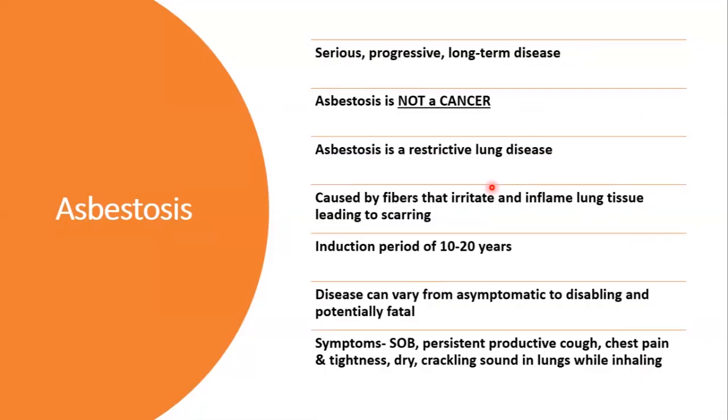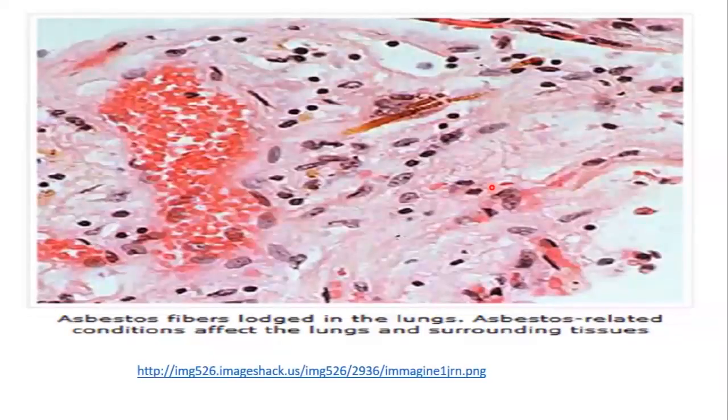Asbestosis, I repeat, is a serious, progressive, long-term fibrotic disease. It's not a cancer. It's a restrictive lung disease, and it's caused by the fibers that irritate and inflame lung tissue, leading to scarring. Induction period 10 to 20 years, and you can see some of the signs and symptoms listed there. Again, you can see asbestos fibers lodged in the lungs.